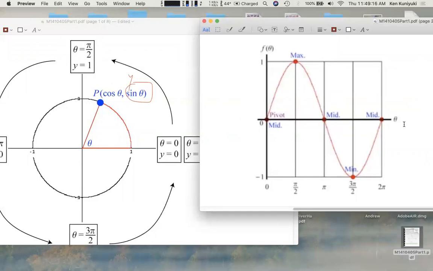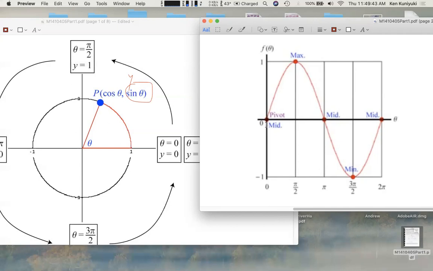The theta axis, or sometimes the x-axis, will go through the middle line segment, and the y-axis, which I'll label as f of theta, will go through the left edge over here. The origin, for right now I'm calling that the pivot. It's the pivotal point on this frame. The origin is at the left center of the graph.